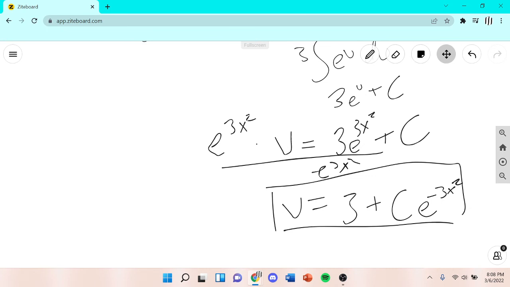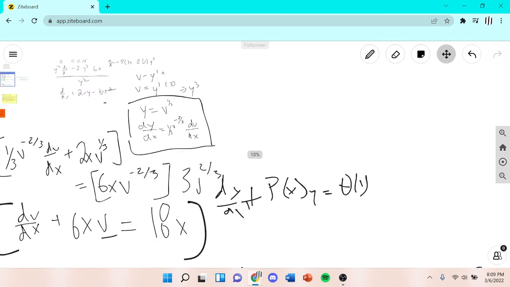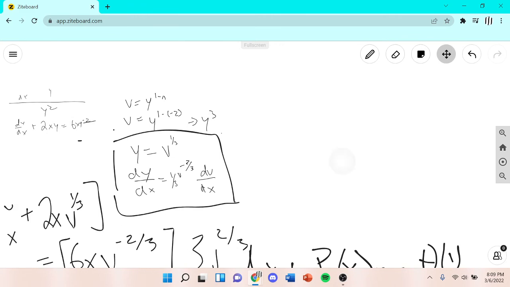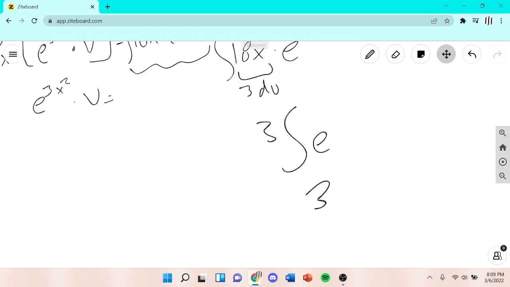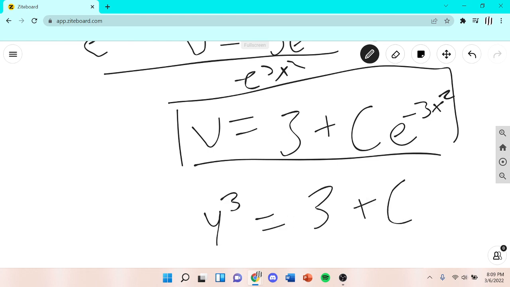Because we know the relation between v and y, what we did is set v equal to y to the third. So we can say y to the third is equal to 3 plus c e to the negative 3x squared.